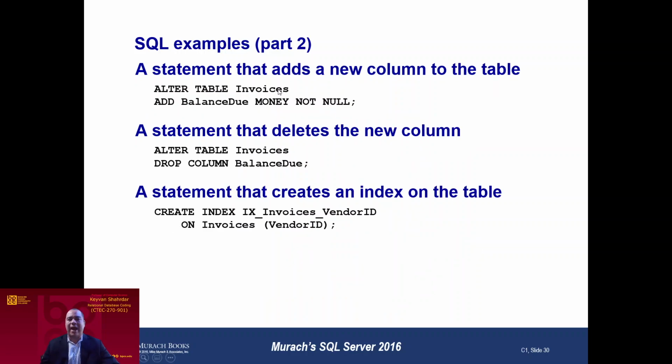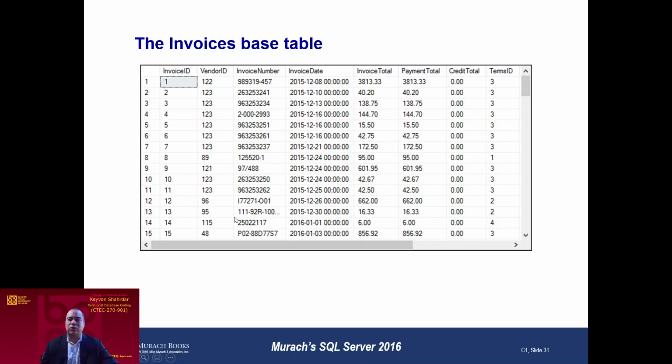So this is how you add a new column to the table. So we want to alter the invoice table and add balance due, and it's going to have a currency designation. So that means it's going to be money that you're going to be putting into that column. And the statement that deletes the new column. So let's say you want to delete the column balance due. This is what you would do. A statement that creates an index on the table. So let's say you want to create an index for the table, and this is what you do. Again, we'll go over all these things later in the semester.